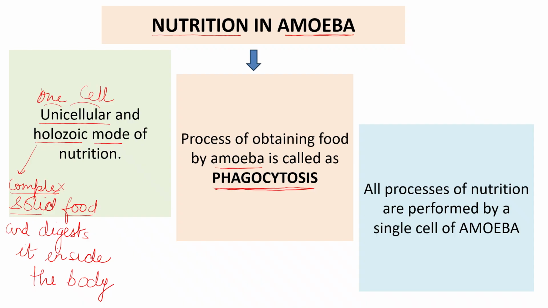And all the processes of nutrition are performed by a single cell of amoeba. So what did we learn? Let us summarize it. Amoeba is unicellular, single-celled and has a holozoic mode of nutrition. That is, the complex solid food is taken and digested inside the body of the amoeba. And this process of obtaining food by amoeba is called phagocytosis. And all this process of nutrition in amoeba is performed by a single cell of amoeba.